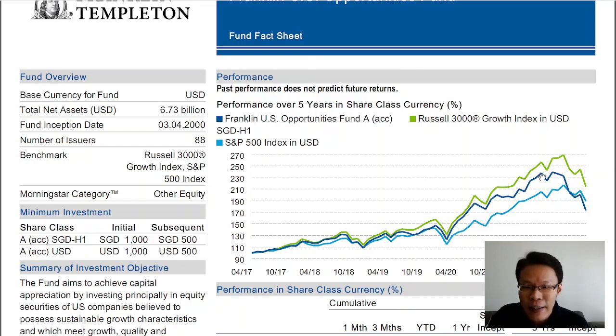So over here you can see the few lines itself. The light blue line is the S&P 500 Index. The dark blue is the fund itself, Franklin US Opportunity Fund. And lastly the green line is the Russell 3000 Growth Index. So this key information over here is for you all to take note.